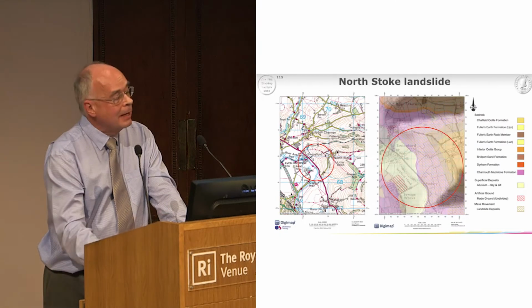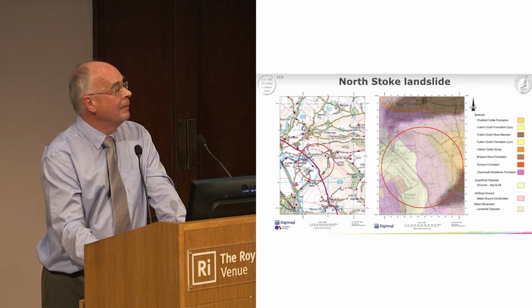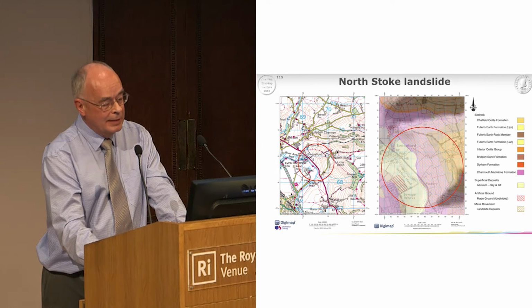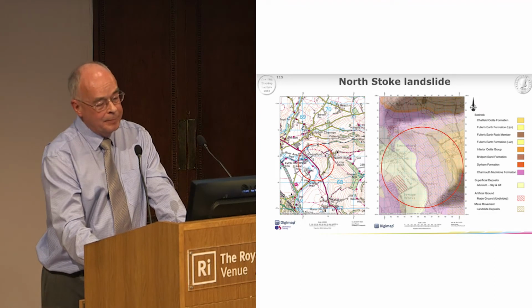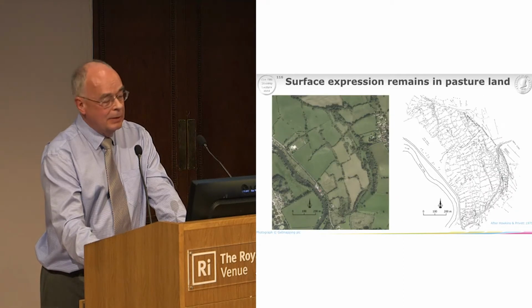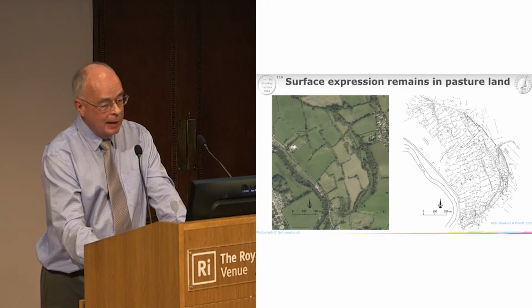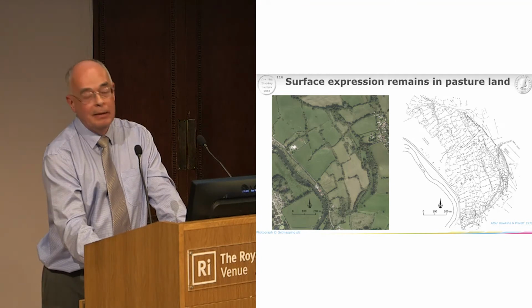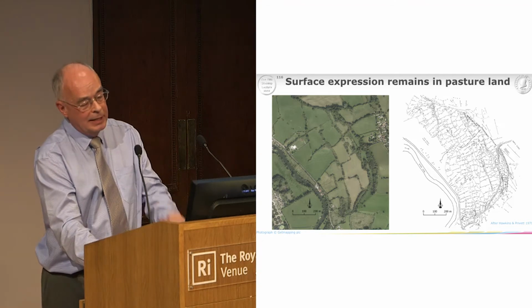Now the other one, North Stoke, is just around the corner, a few miles away. Very similar geology, very similar size. Again, you can see a hint of a wooded back scar on the Ordnance Survey map. When you go there, most of the land is pasture, it's not been ploughed up. And when you do the geomorphological mapping, you get a very good map. There's a lot of information on it. You can see everything there.